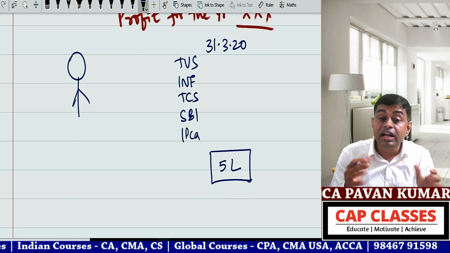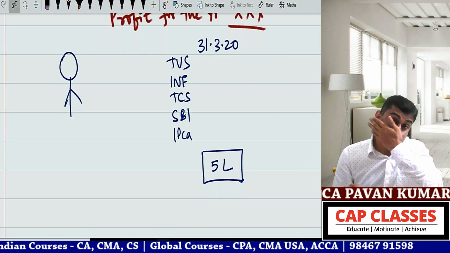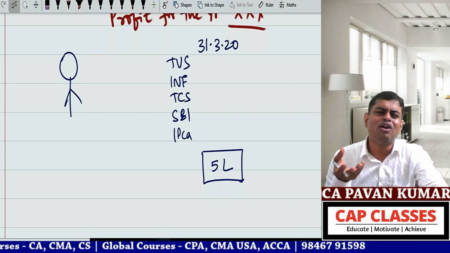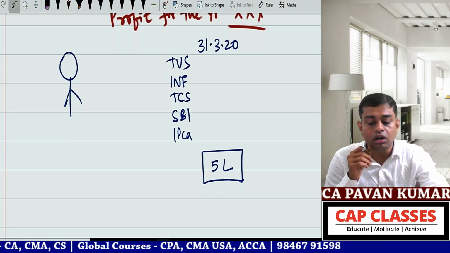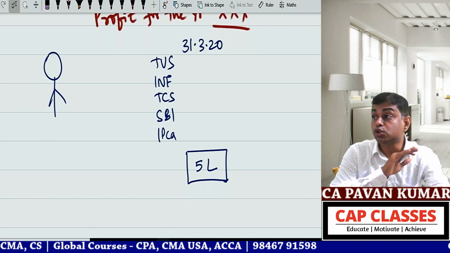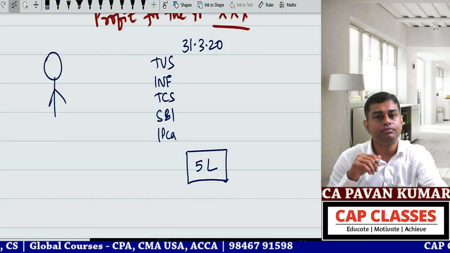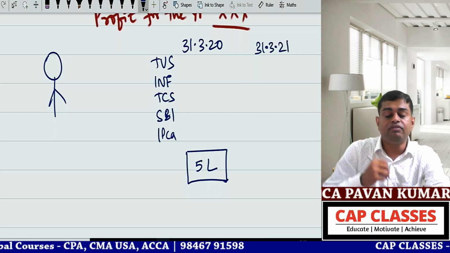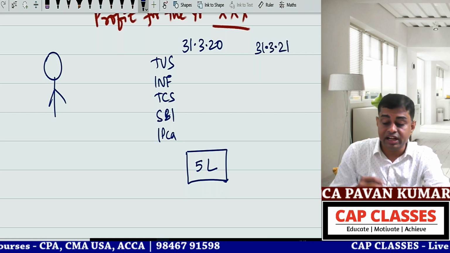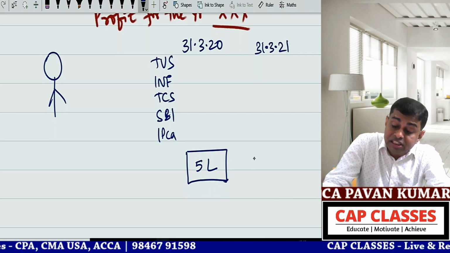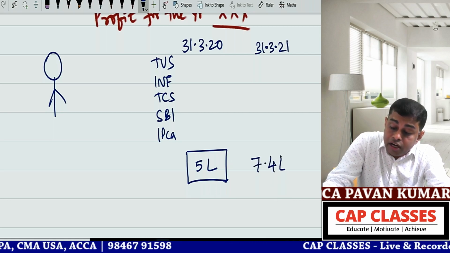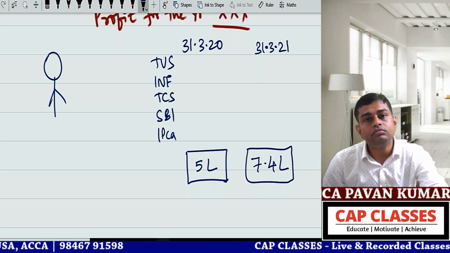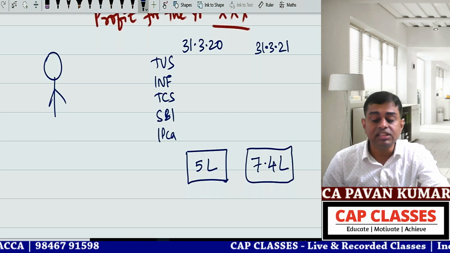You don't maintain books of account. Why? You are an employee, you are not a businessman to maintain all books of account. And you have not sold any share, you have not purchased any share after this. So on 31/3/21, this 5 lakh rupees increased to 7.4 lakhs. So on 31/3/21, your closing investment is 7.4 lakh.